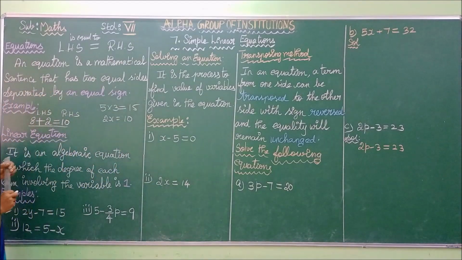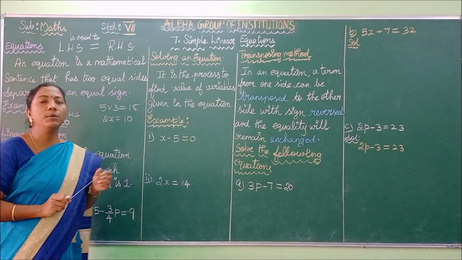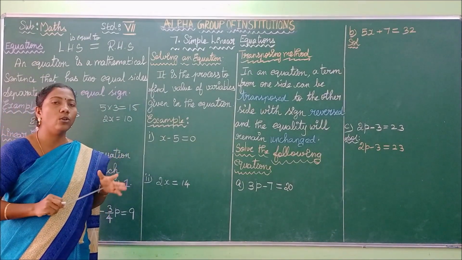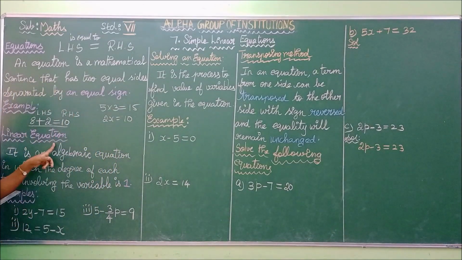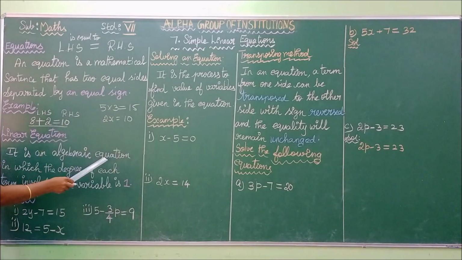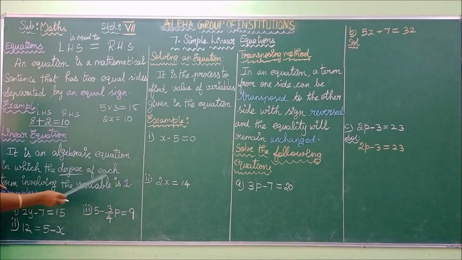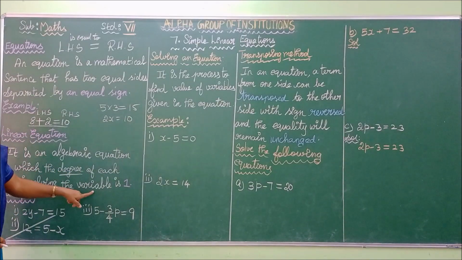Next we are going to memorize the term linear equation. What is a linear equation? I have already told you, linear means you have to remember the number 1. Let us see the definition. It is an algebraic equation in which the degree of each term involving the variable is 1.